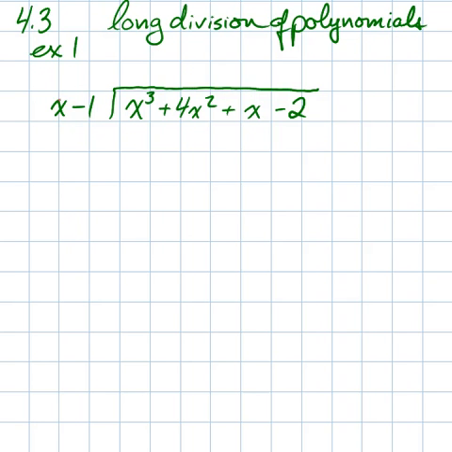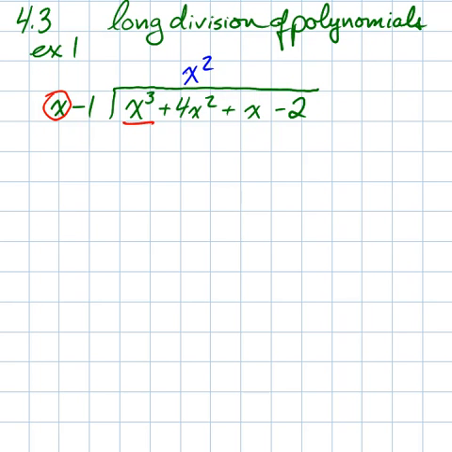So whenever I do long division, I take a look at this first term, and I ask myself, what do I need to multiply this by? In this case, what do I need to multiply x by in order to get x cubed? Well, the answer, of course, is x squared. So x squared times x. So I write that above the other x squared term. Just keeps it nice and clean.